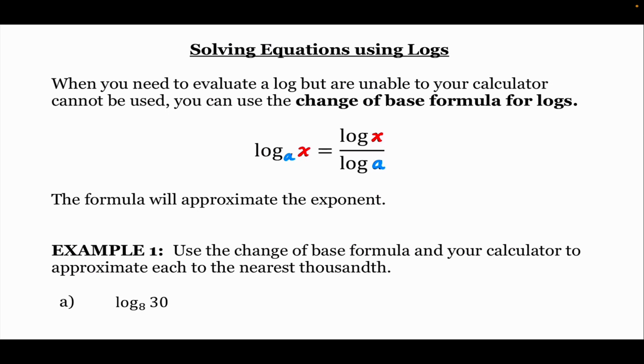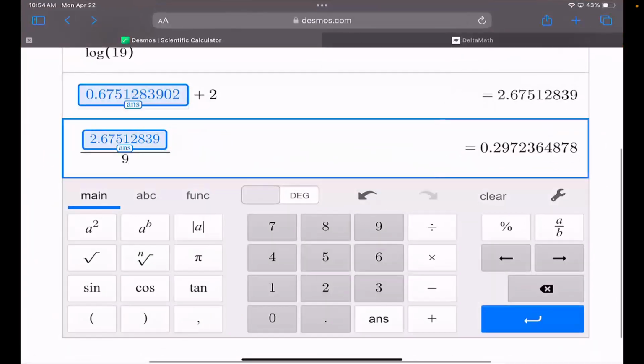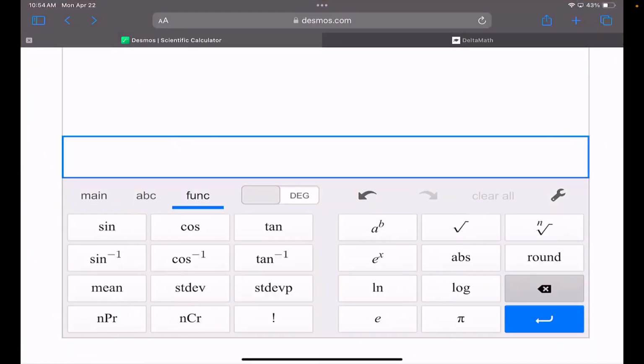Before we get to that, though, there's something I wanted to show you for your benefit. This is not for my benefit. This is for your benefit. It's called the change of base formula. When you use any calculator, Desmos, the Delta Math calculator, those calculators in the back, there's only two buttons that are going to be available to you: log and ln. Log means it has a base of 10. Ln means it has a base of e.